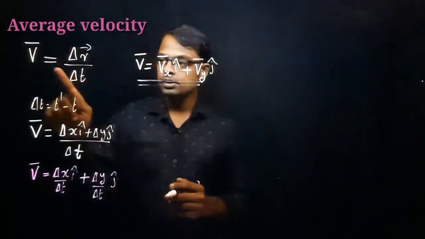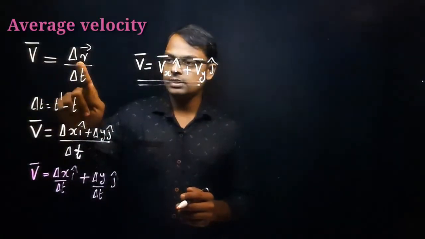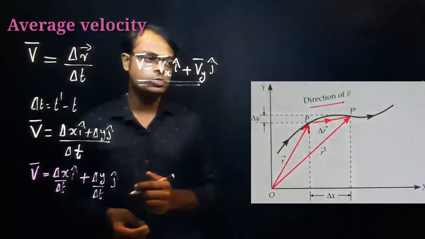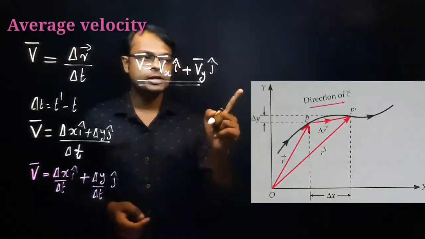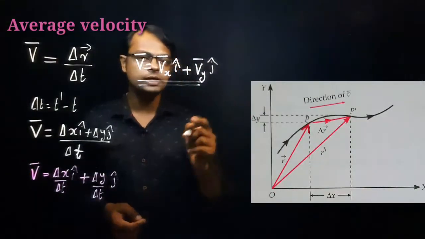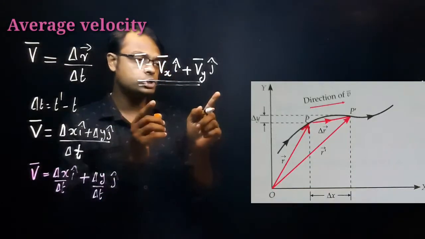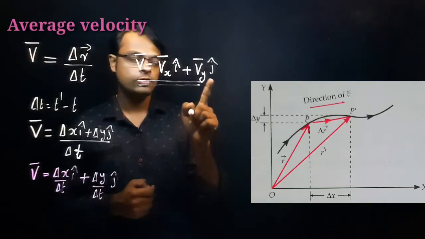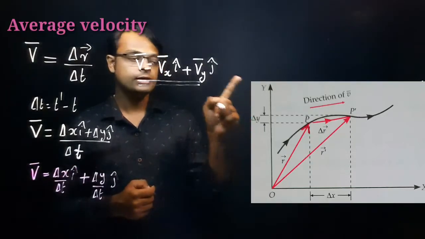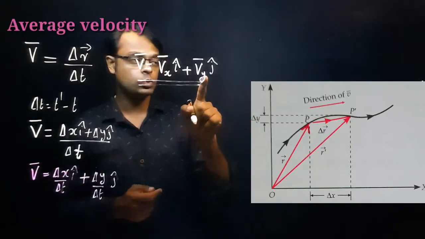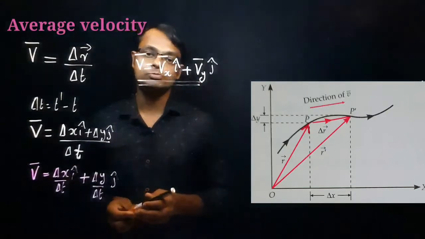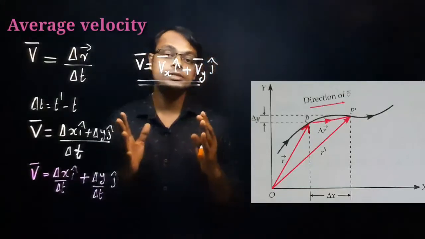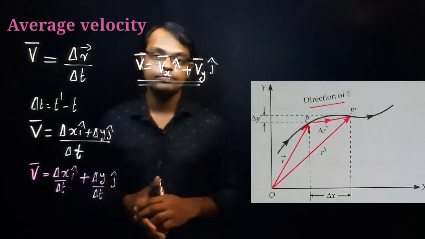So our basic formula, average velocity is equal to delta r divided by delta t, right? Look at the previous picture once again. You can see here the direction of the average velocity is the same as the direction of the displacement vector. What is the direction of the displacement vector? From P to P dash, correct? In the same way, the average velocity direction is also in the direction of the displacement vector. Clear?